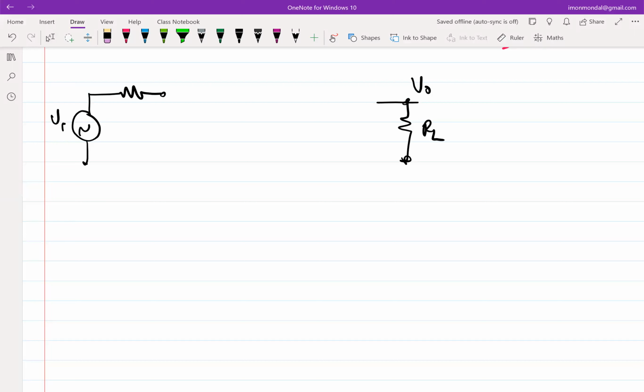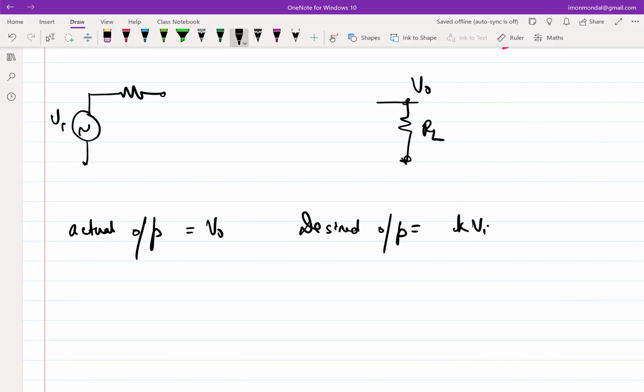And what is the desired output? In our case, the desired output is K times Vi, right? Okay. So once you have identified your actual output and your desired output, you have to find a way of comparing them. In the music system case, you are in charge, you are listening to the sound and comparing it and taking action. But if you are making an electrical system, you have to do that electronically, right?